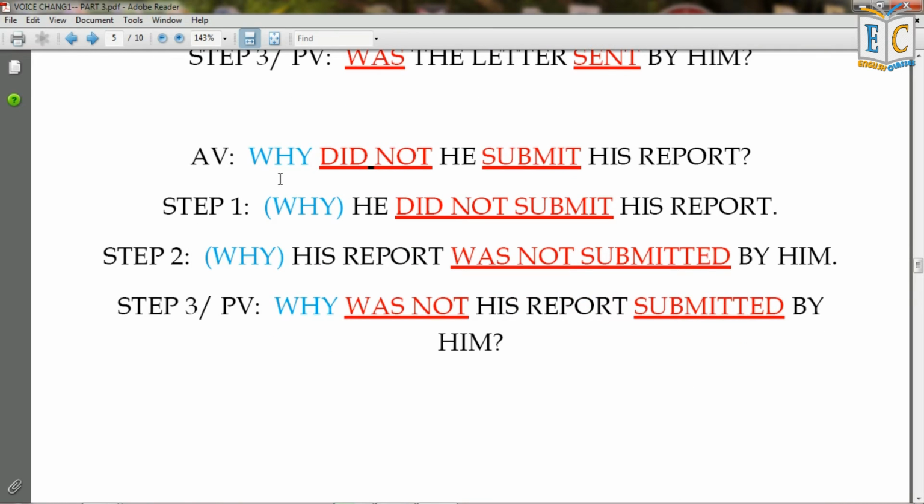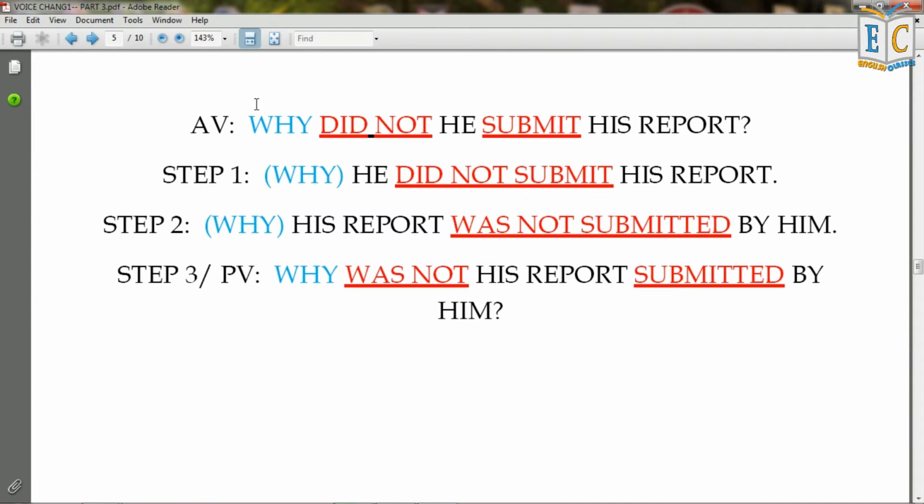An active voice sentence, why did not he submit his report? Becomes in step 1, he did not submit his report. In step 2, it becomes his report was not submitted by him. In step 3 of the passive voice form, it becomes why was not his report submitted by him. So here why is constant.